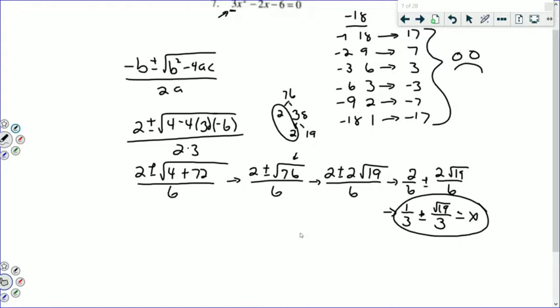Okay? So if it doesn't factor and completing the square is not an option, quadratic formula is going to be the way to go.